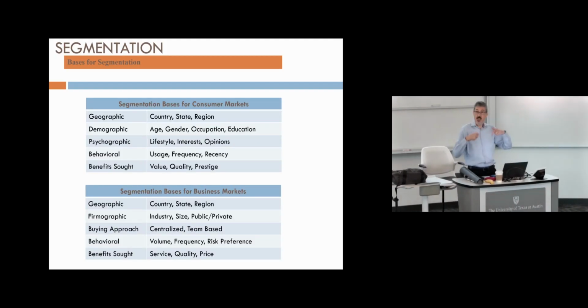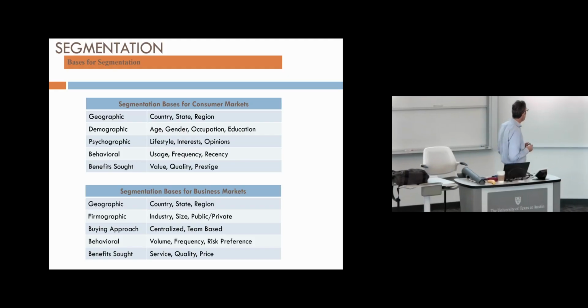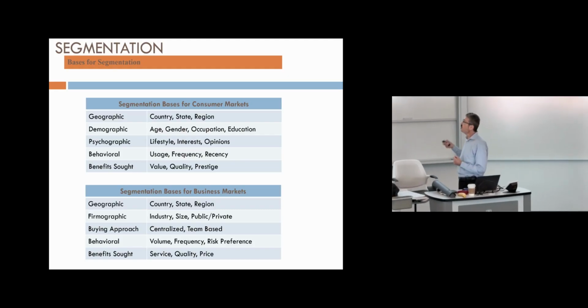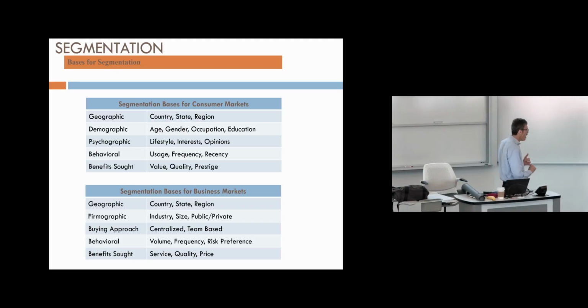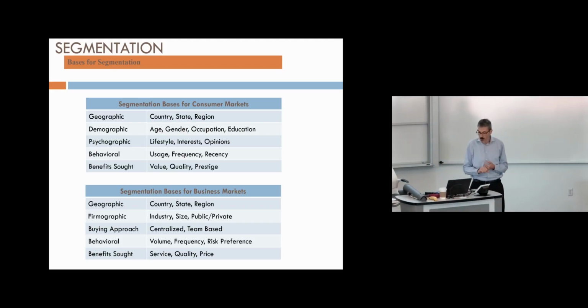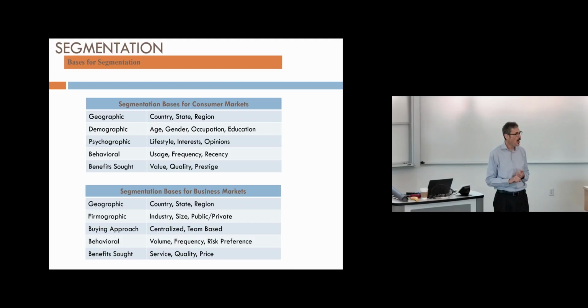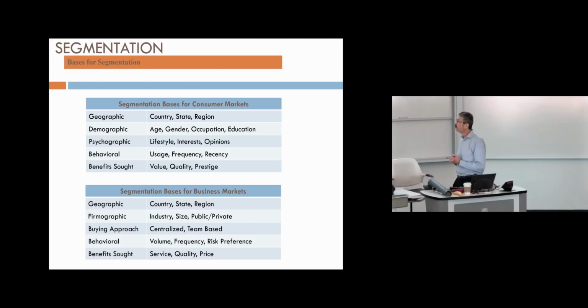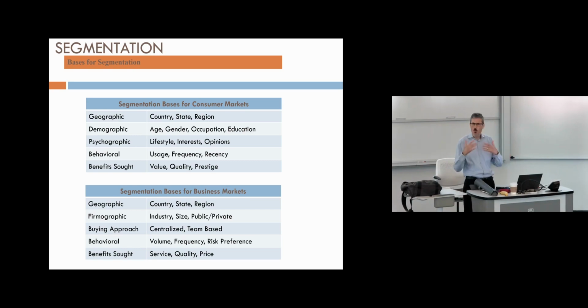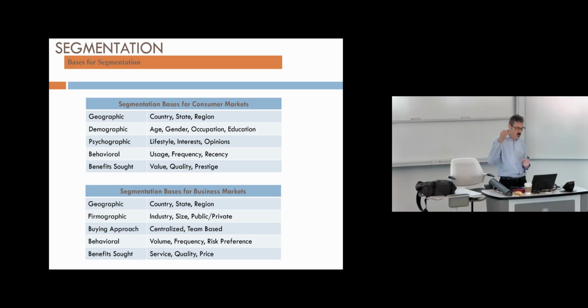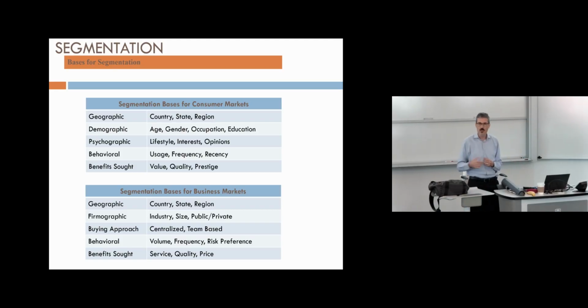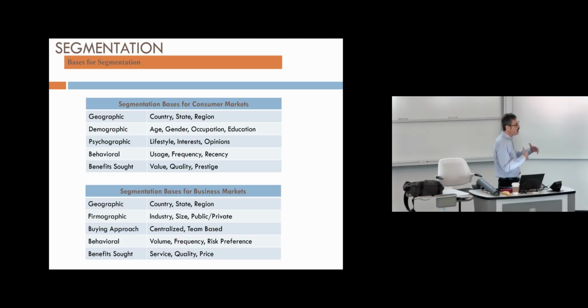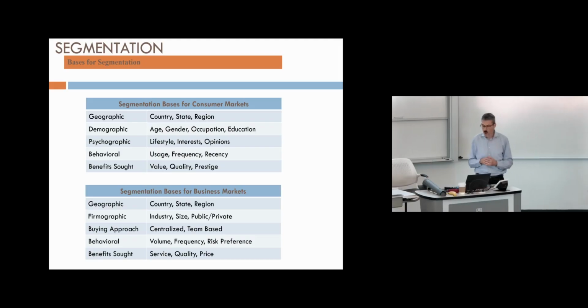Okay, so as we think about the basis for segmentation, these are the things that we can look at. From a business to consumer perspective, we might think about geographic, demographic. Those tend to be more of the who questions. We can also think about psychographic and the benefits sought. Those tend to be more of the why questions. And then the behavioral, the usage, the frequency, the recency, those tend to be the what questions: what are the customers doing?